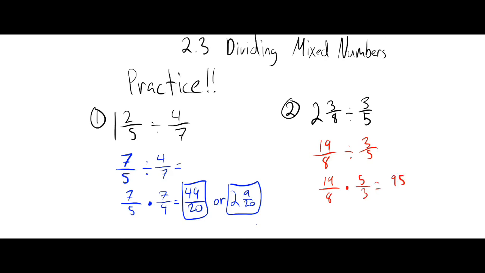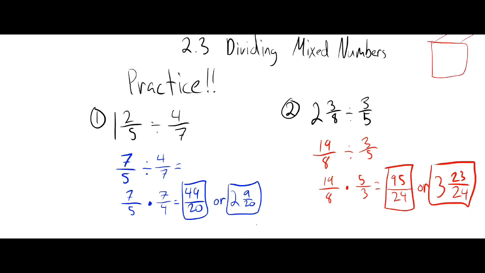Same thing here. I converted it into an improper fraction, multiplied by the reciprocal, got 95 over 24, and then it turned into 3 and 23/24.